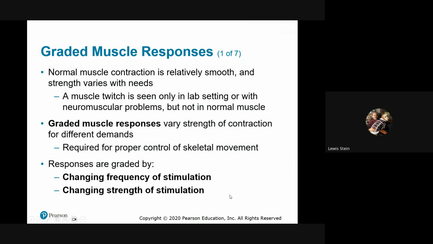What we'll get to next time we meet, which will be the Friday because the test is Wednesday, we're going to talk about what happens when we change the frequency or change the strength, and you're going to see how important a role frequency plays.